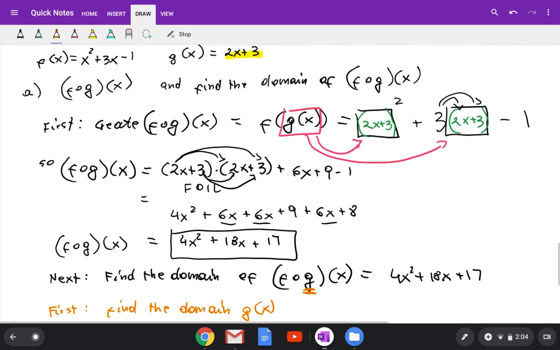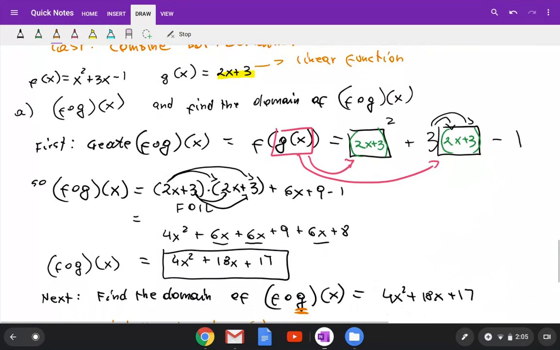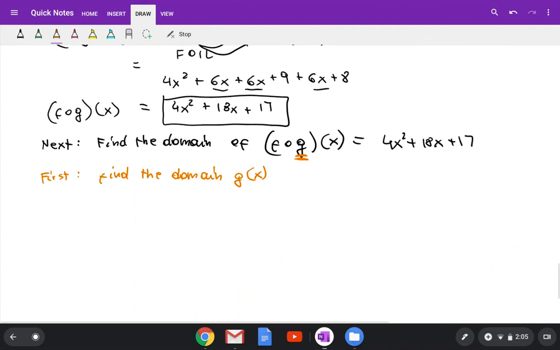So let's go back to the equation of function g. G of x, this is a linear function. The domain of a linear function is all real numbers. You can plug in any value for x and you will always be able to evaluate the function. So this is linear. So the domain of g of x is all real, which means from negative infinity to positive infinity.